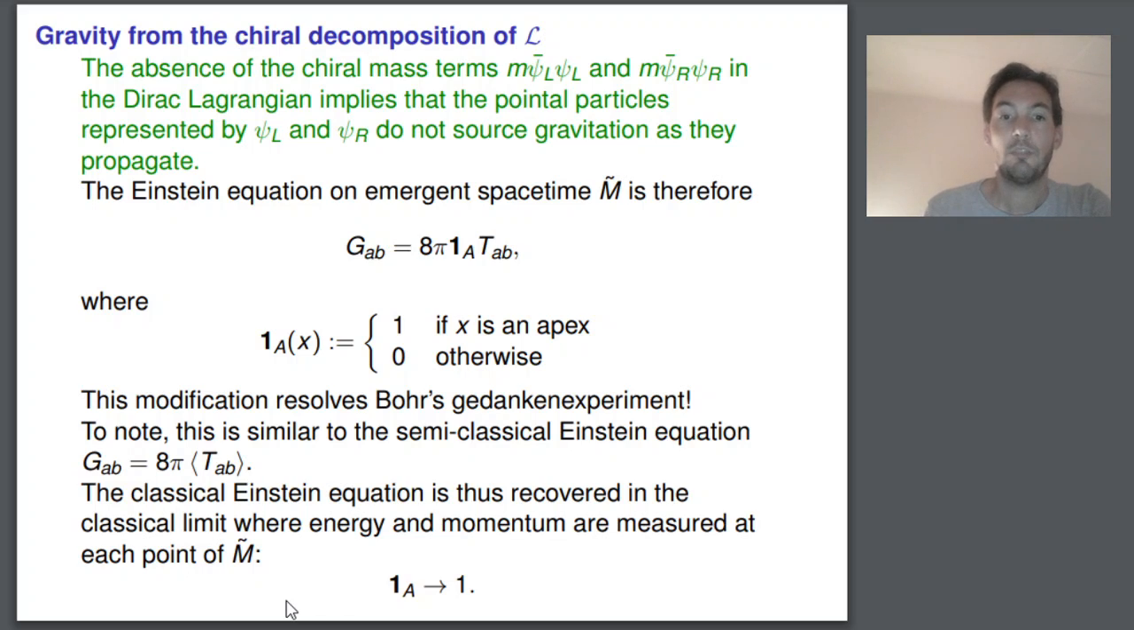This modification resolves Bohr's famous Gedanken experiment. To note, this is similar to the semi-classical Einstein equation. The classical Einstein equation is thus recovered in the classical limit where energy and momentum are measured at each point of M tilde.